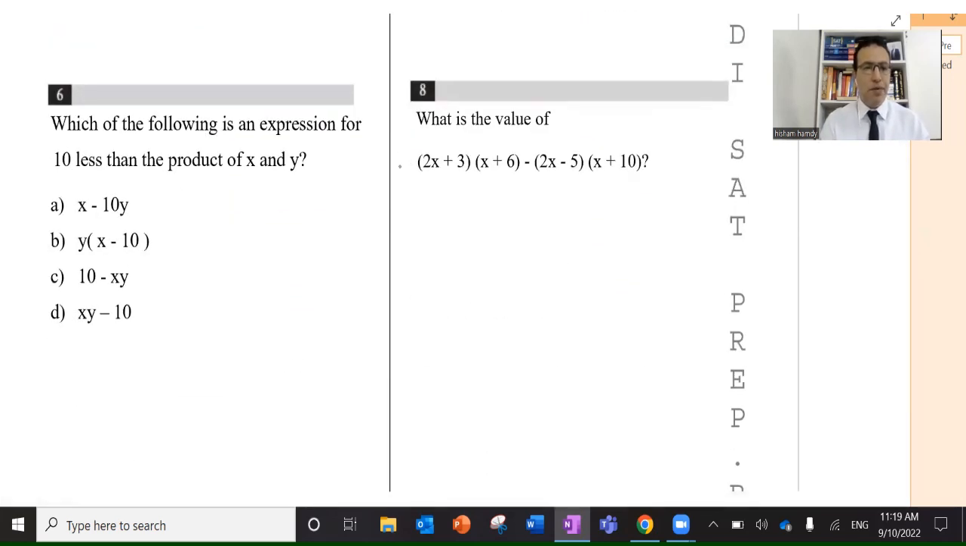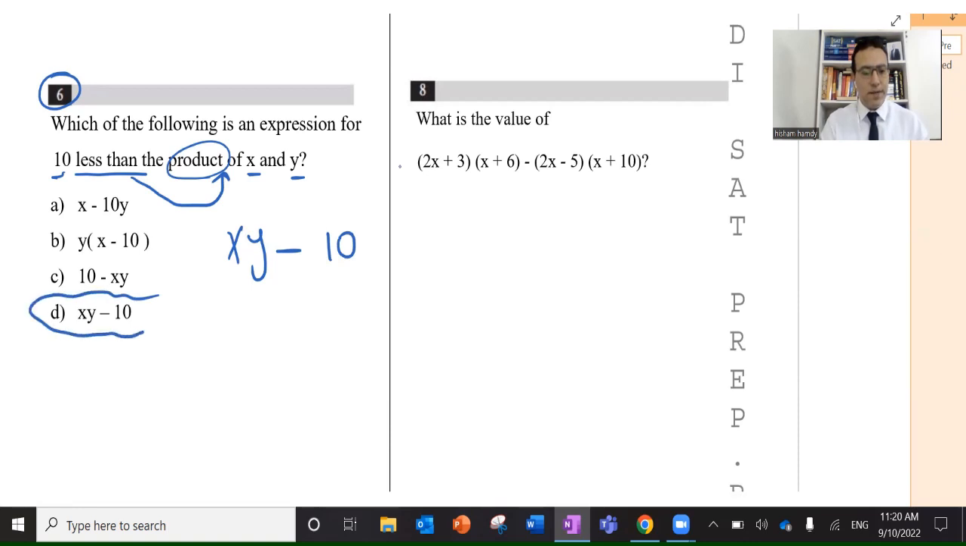Another example, number 6, which is a very easy one. Which of the following is an expression for 10 less than the product of x and y? What comes after "less than" comes first: the product of x and y. Product means multiply, so x times y. Less than is minus 10. So the answer is D.